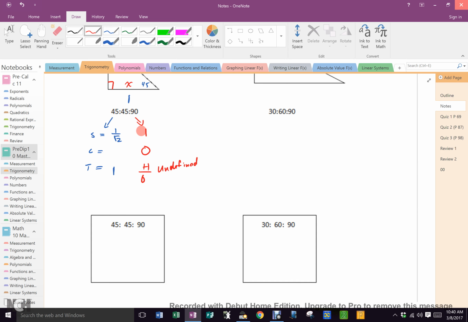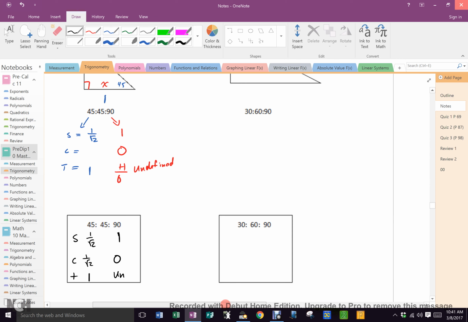All right. So down here, just remind yourself that it's 1 over root 2 and sine is 1. Cos is 1 over root 2. Cos is 0. And tan is 1 and then undefined. That's the easy one. Can everybody follow it? Everyone's cool? Okay, that's the easy one.